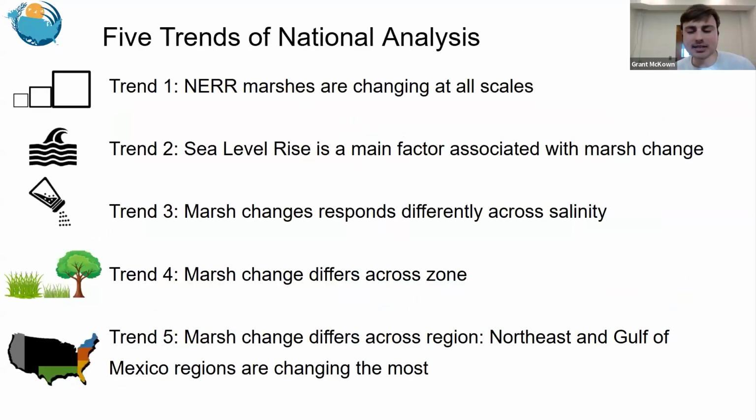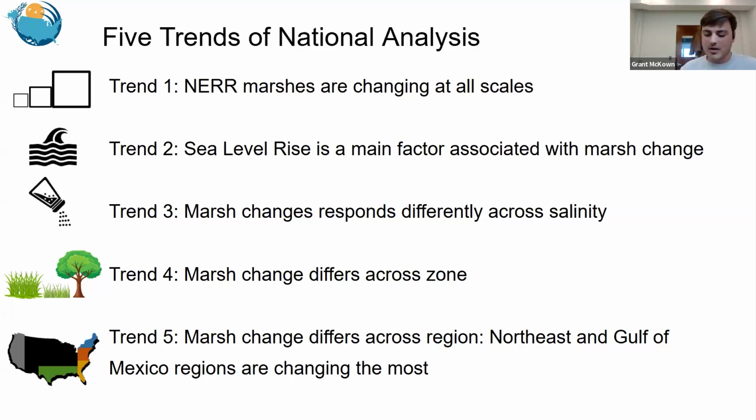And so through our national analysis, we found 5 major trends that almost all three statistical approaches supported. First, that our marshes are changing and they're changing at different scales, including at the site, the region, and the national level. Second, we found that sea level rise was the main factor for this marsh change.